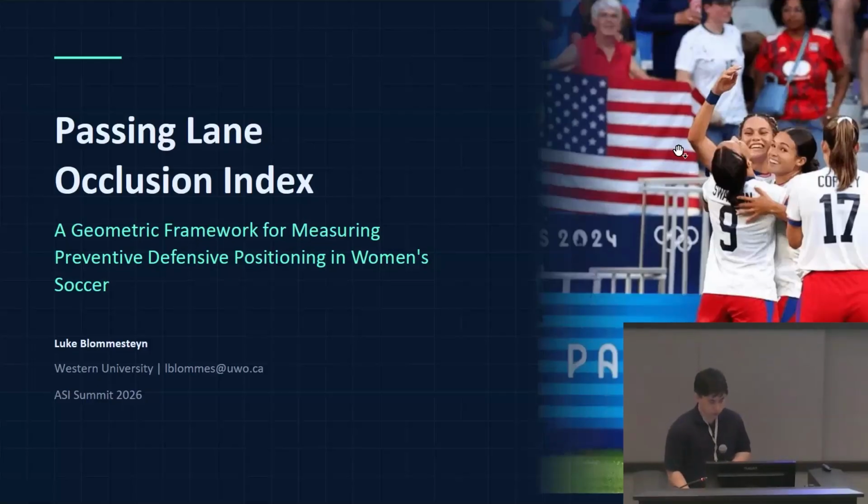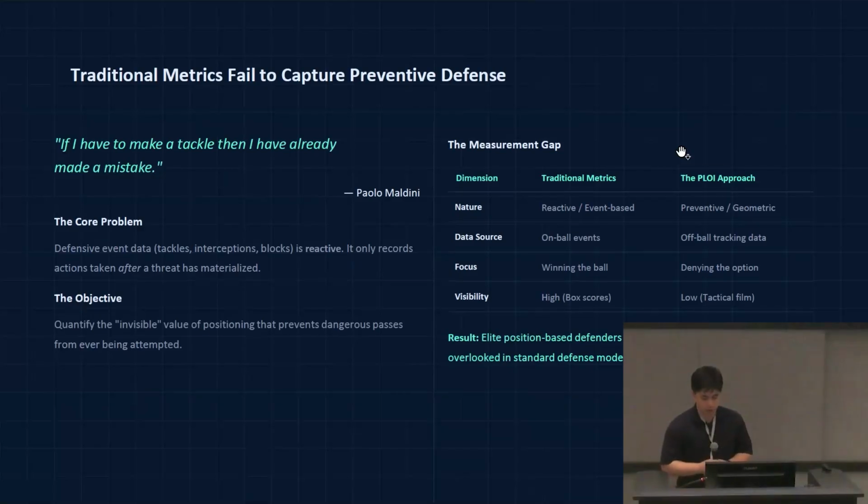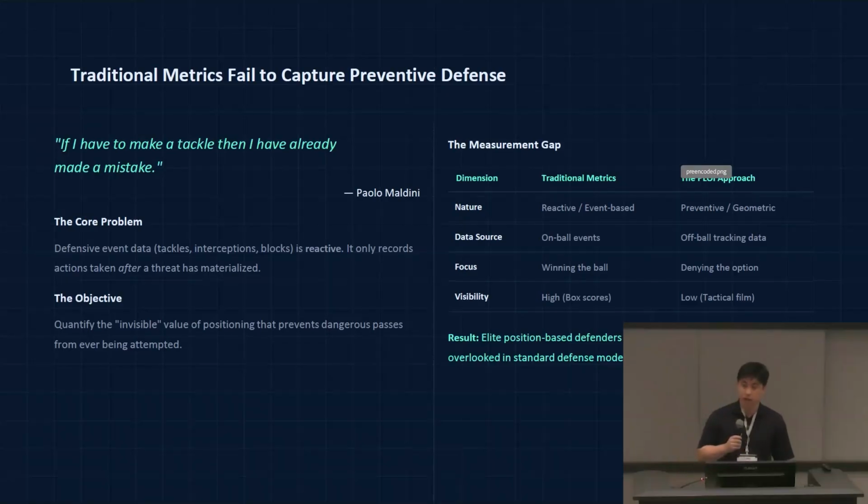I want to start with a fun little quote that I like. "If I have to make a tackle, then I've already made a mistake," from the famous Paolo Maldini. And that's really the gap: most defensive event stats, tackles, interceptions, blocks, are fundamentally reactive, and they only record what happened after the opponent already found a threat.